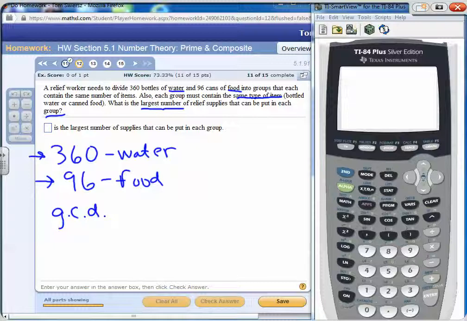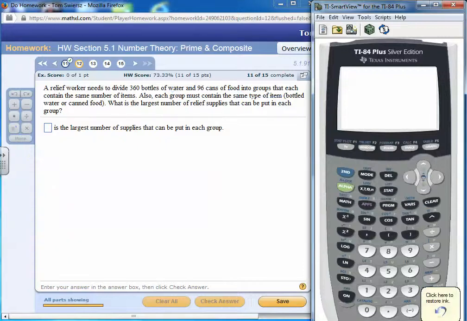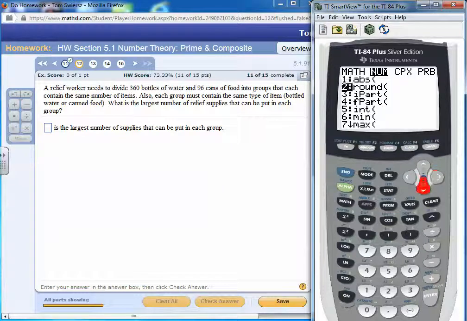Okay? So we can use our calculator easily to get the greatest common divisor, which will be our answer. We can do that on our calculator by going to the math key and then using the right arrow to go from math to highlight numbers. And then if we scroll down to number 9, it's the GCD.